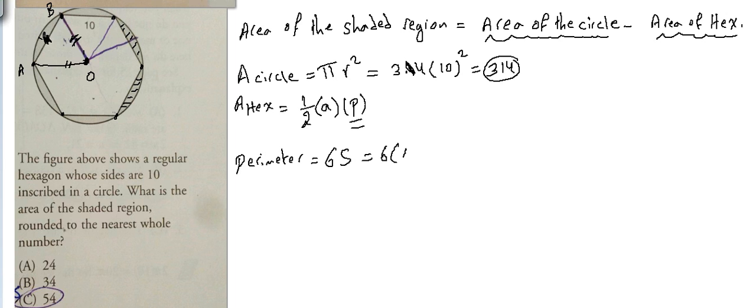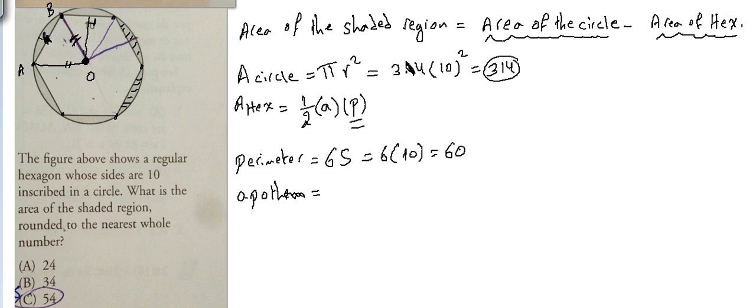6 times each side is 10, the perimeter is 60. What is apothem? Apothem, or apothem, I guess, without E, right? Apothem of hexagon is equal the height drawn from the center of the circle to the side of the hexagon. This is, we call it an apothem, right?